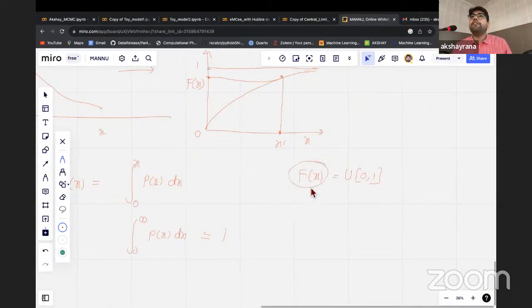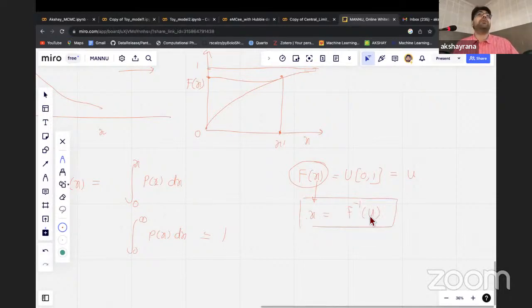Now my interest is to find x. If this function is an implicit function, which I can write in terms of u, wouldn't it be fine? Let me call it small u, because it's just a single number, one random number between 0 and 1. So I'm writing x equal to F inverse of u, if I can write it in this particular form.